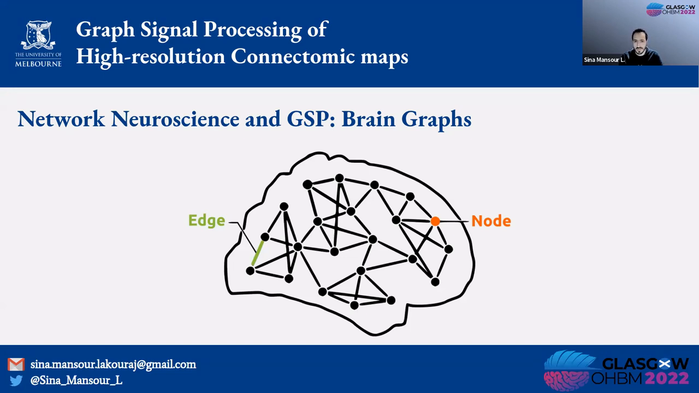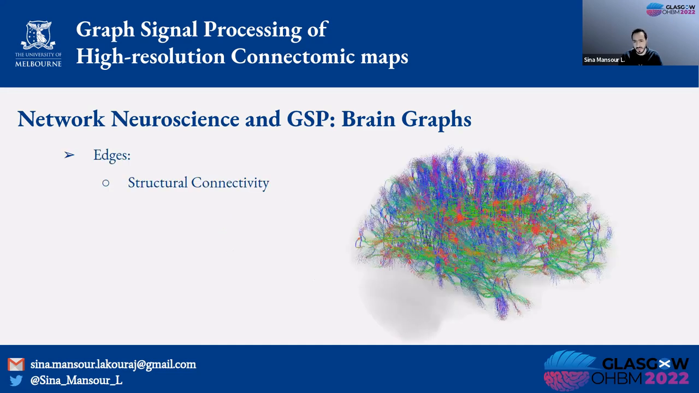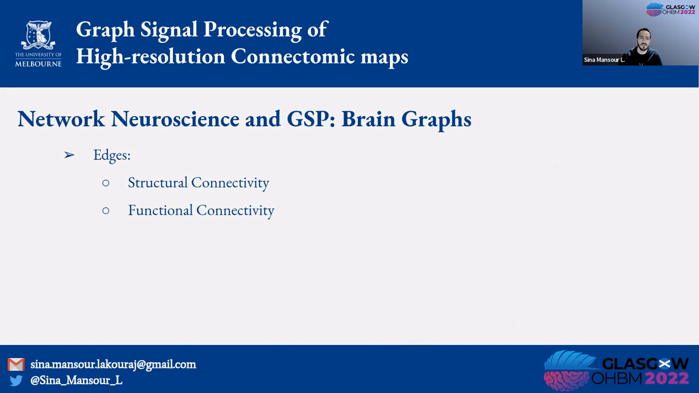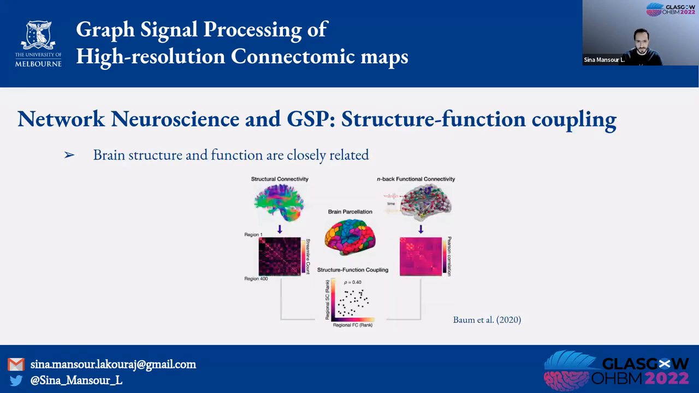So with network neuroscience and connectomics, the brain is basically modeled as a network of edges and nodes. The edges of these networks could be defined either using structural connectivity information, which explain the anatomical connectivity between different brain regions, or the functional connectivity information, which describes the functional co-activations across different regions. Now, in the neuroscience literature, it has been observed that the brain structure and function are closely related. So if we took the structural connectivity of an individual and their functional connectivities, there's a good chance that they will be highly correlated.